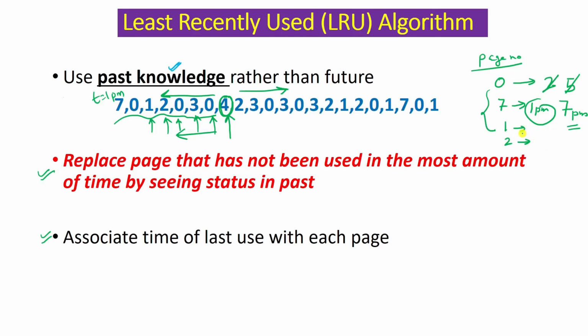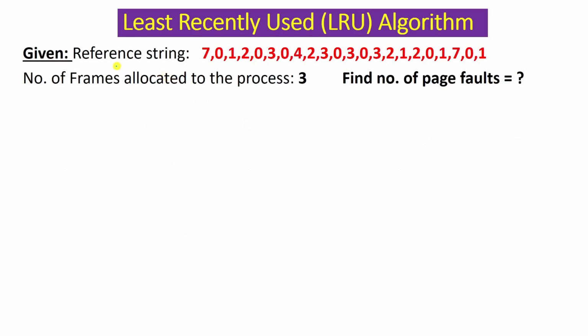So let's see with the help of an example how we can apply this algorithm. Here you can see I have taken a reference string. This is the same reference string we used in the optimal and the FIFO algorithms, so that we can compare with the other algorithms. The number of free frames allocated to this process is 3, and we have to find the number of page faults.